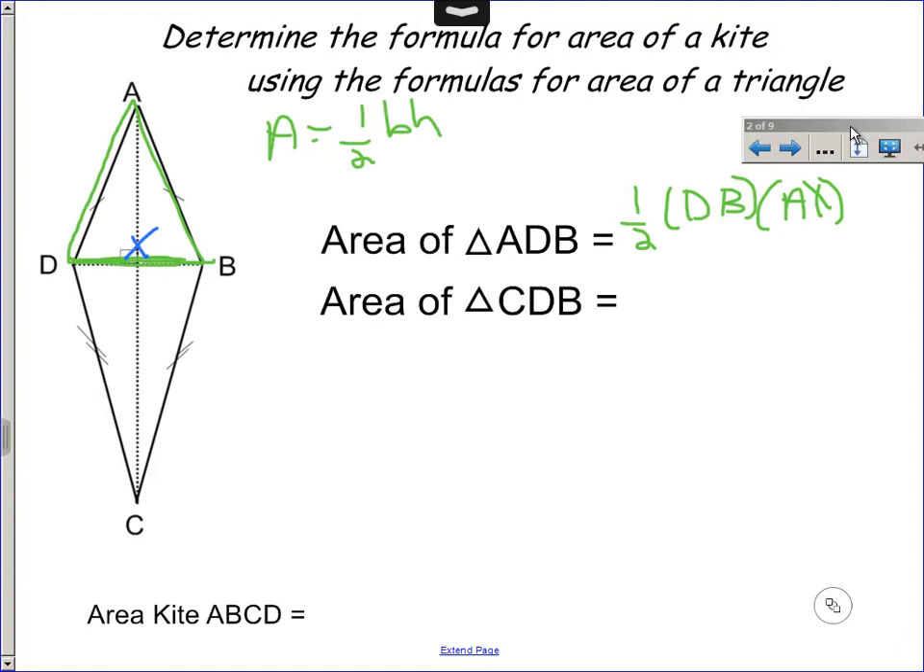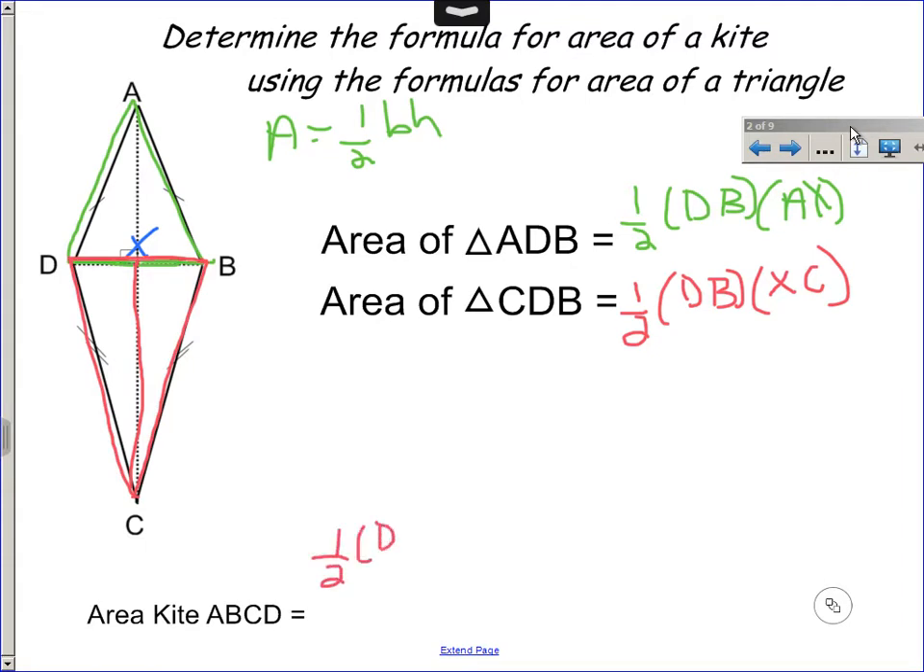Now if I take my next triangle, which is CDB, it would be 1/2 the base, which would be DB, times the height, which would be XC. So we have this altitude here as my height. So if we want to get the area of the kite, I'm going to take my 1/2 DB times AX and add to it my 1/2 DB times XC.